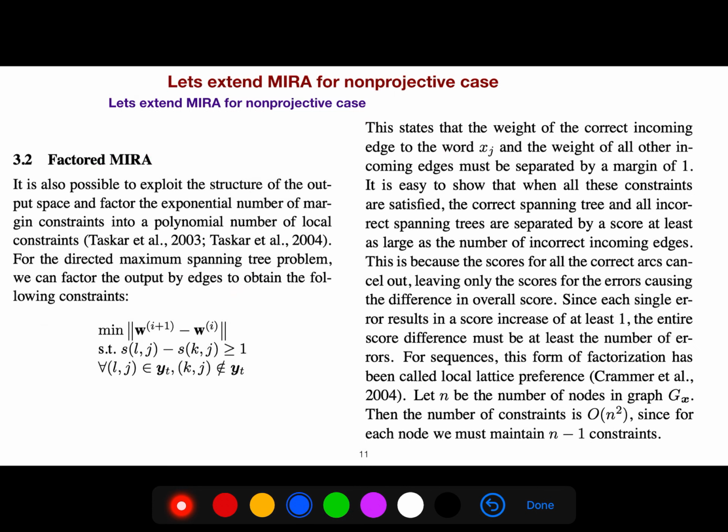For factored MIRA, this is another possible way. We use the constraint that the score from l to j minus the score from k to j should be greater than 1. This states that the weight of the correct incoming edge to the word and the weight of other incoming edges must be separated by a margin of 1.